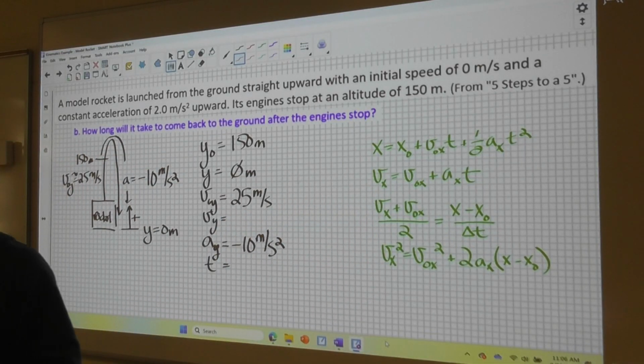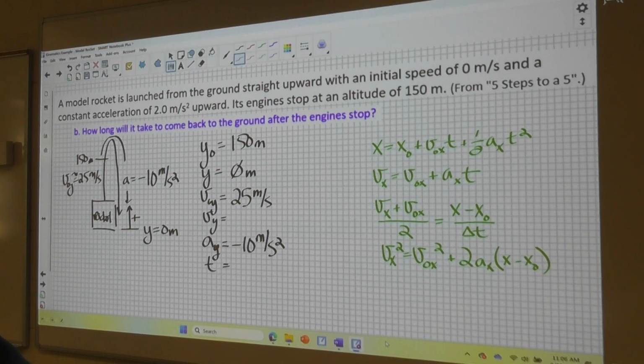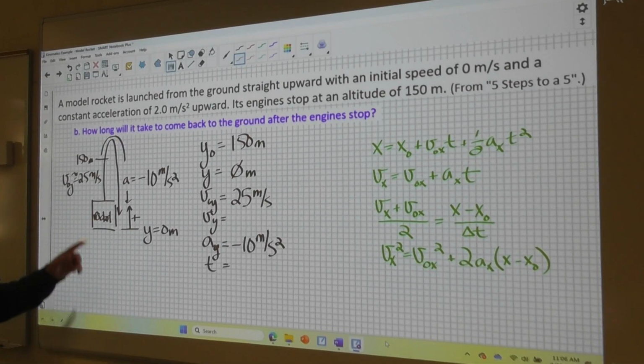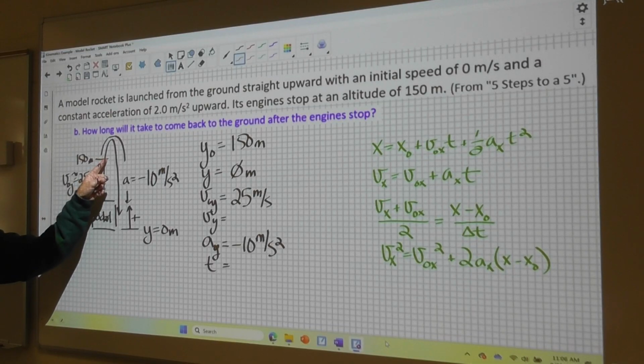Allison? Why can I assume that acceleration is negative 10 meters? Because it's in free fall. I thought it starts out, it's 150 like the peak. That's when the engines shut off. The engines shut off there, but it's going up at 25 meters a second. We just figured that out.